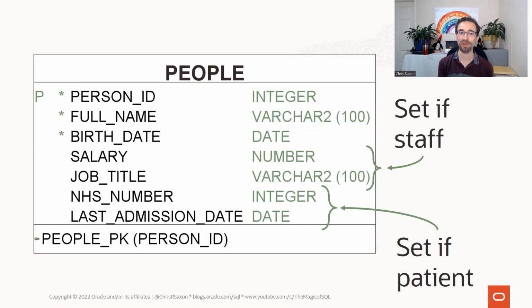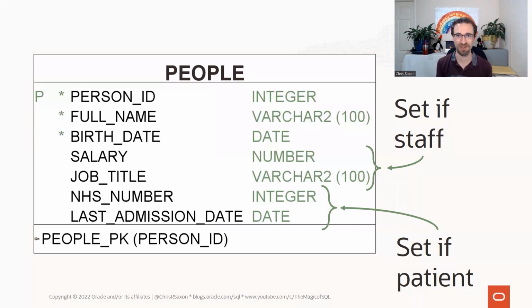If you are staff, we want to set your salary, your job title, etc. If you're a patient, we want to set your health care management information. And we want to set these as a group. If you're staff, they should all be not null, or they should all be null, depending on whether or not you're staff. Same applies for if you're a patient. So we can't just add basic not null constraints to do this.